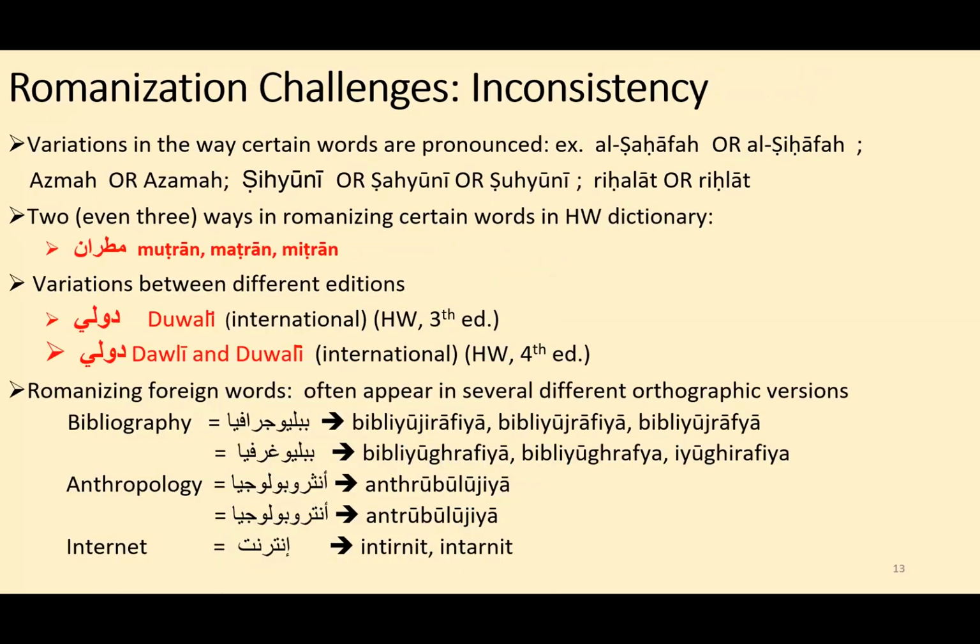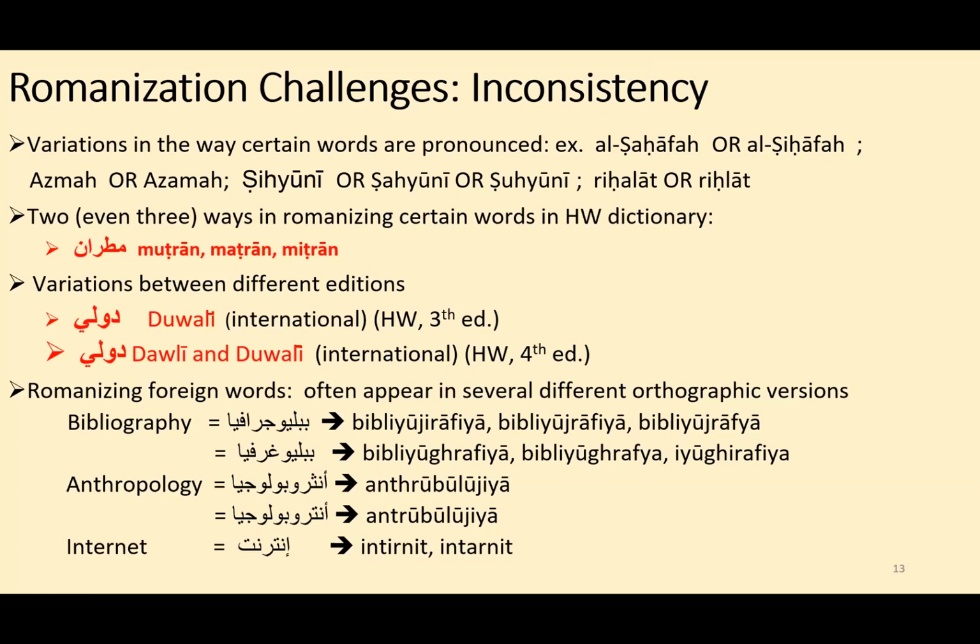One of the big challenges with Romanization is inconsistency with Romanized data in the shared catalog. For example, certain words may be pronounced differently among native speakers. Example: as-sahafa or as-sihafa, azma or azama, صهيوني or صهيوني or صهيوني, رحلات or رحلات.